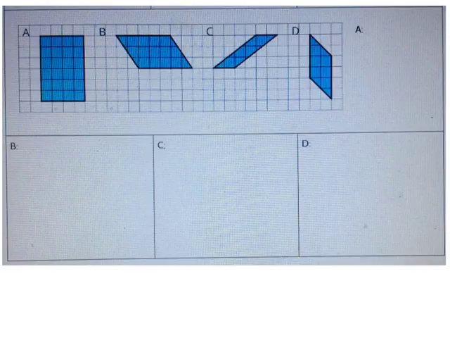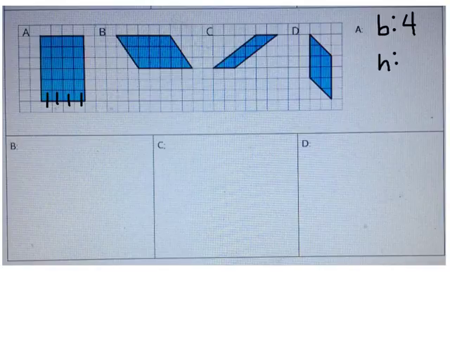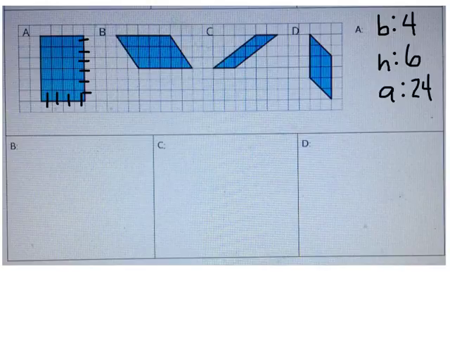Let's look at A. What are the base, height, and area of parallelogram A? Well, first let's find the base. What's the base? The base is 1, 2, 3, 4 units. What's the height? The height is 1, 2, 3, 4, 5, 6 units. So what's the area of parallelogram A? 6 times 4 is 24 square units.